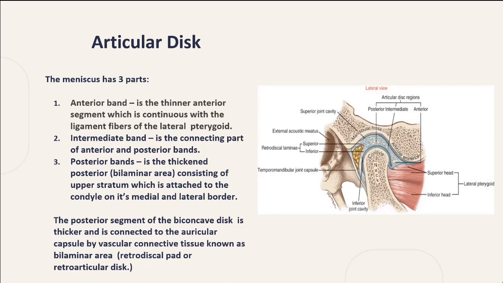It is the thickened posterior segment consisting of an upper stratum which is attached to the condyle on its medial and lateral border. The posterior segment of the biconcave disc is thicker and is connected to the articular capsule by vascular connective tissue known as the bilaminar area.